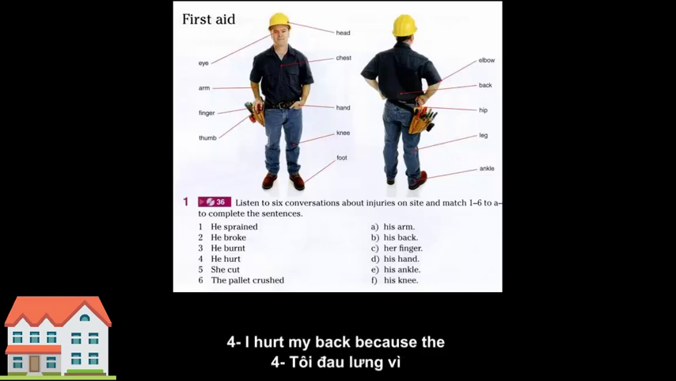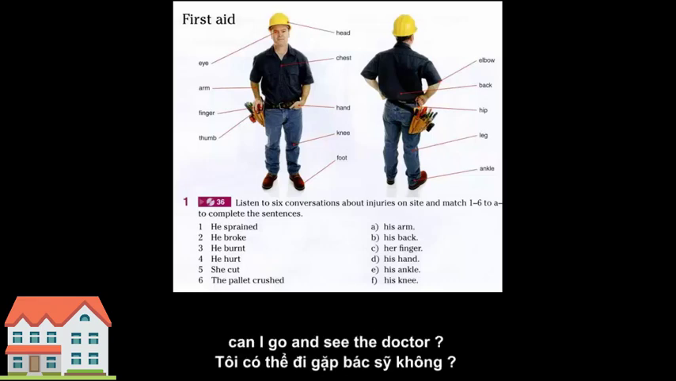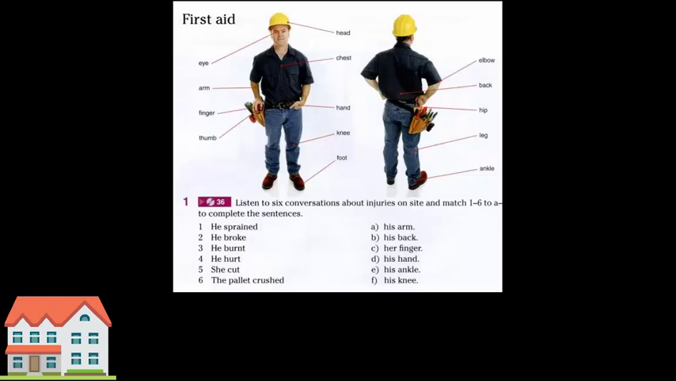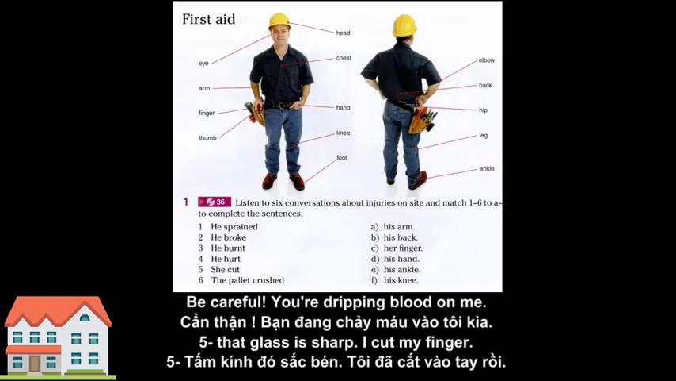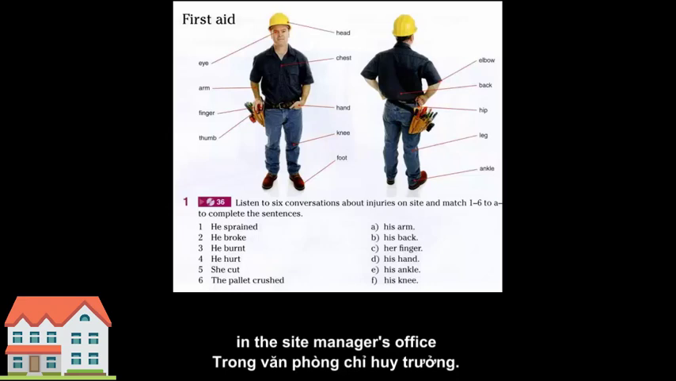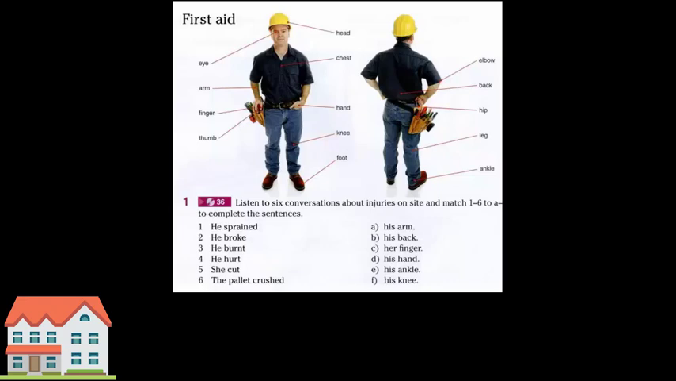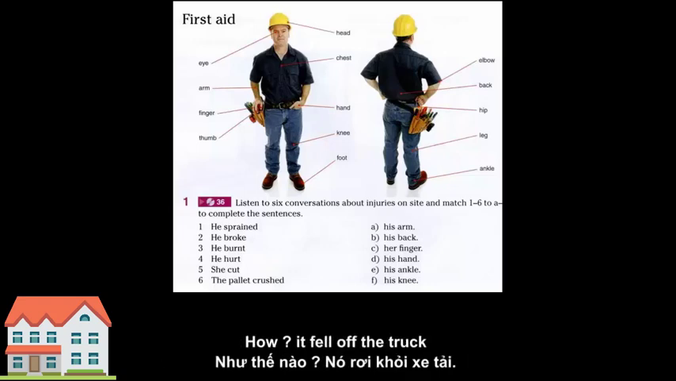4. I hurt my back because the wheelbarrow was too heavy. Can I go and see the doctor? Of course. Let me know what he says. 5. That glass is sharp. I cut my finger. Be careful. You're dripping blood on me. Sorry. Any idea where the first aid kit is? In the site manager's office. Thanks. And next time, wear gloves. 6. What happened? The pallet crushed his hand. How? It fell off the truck.